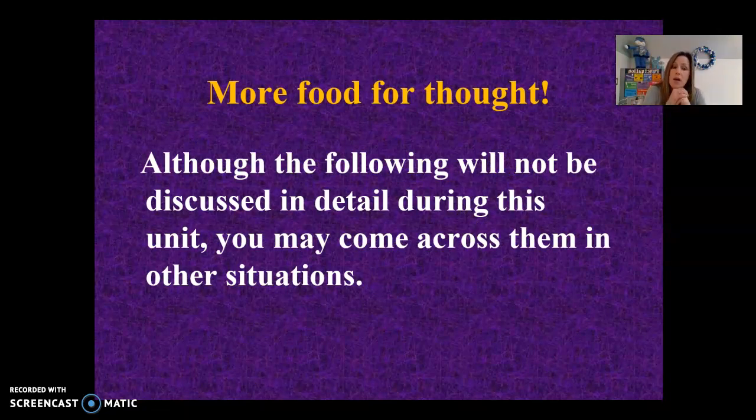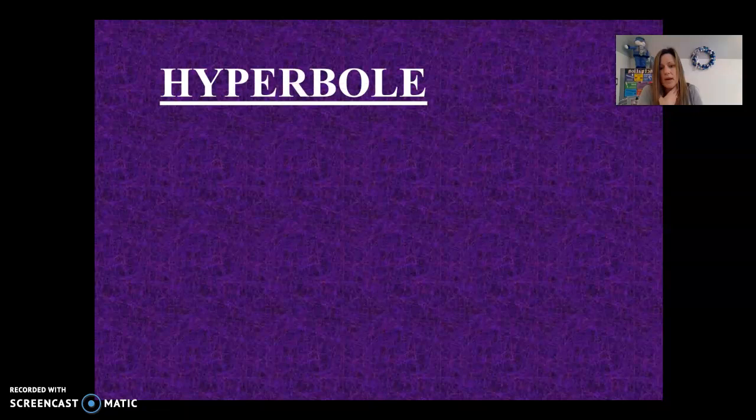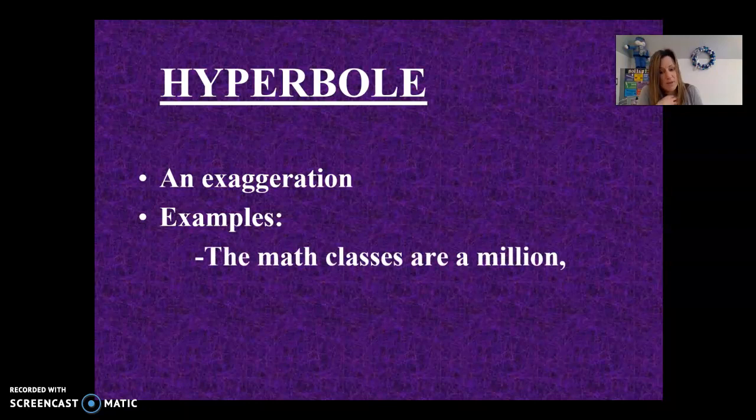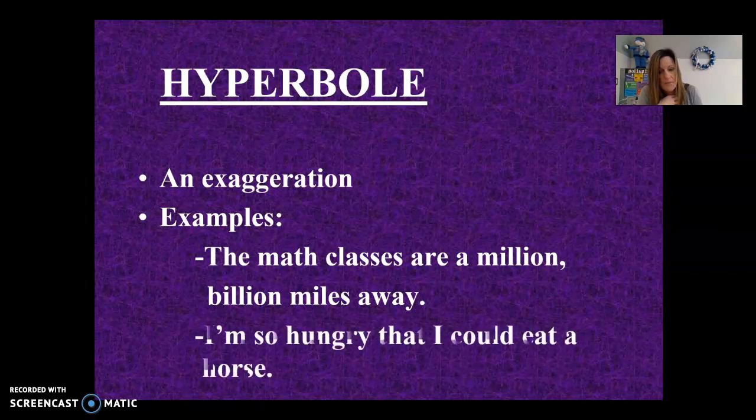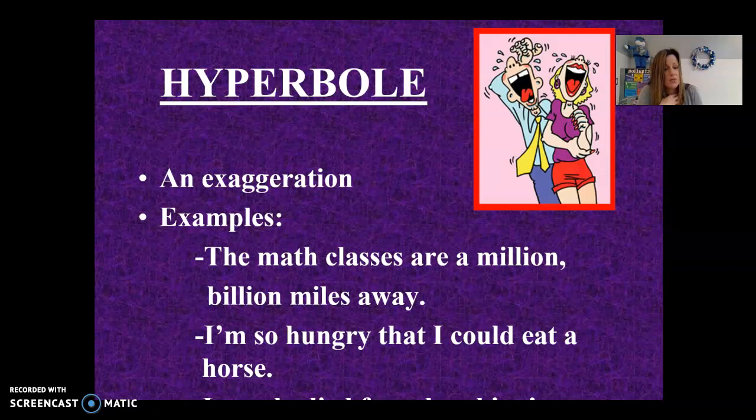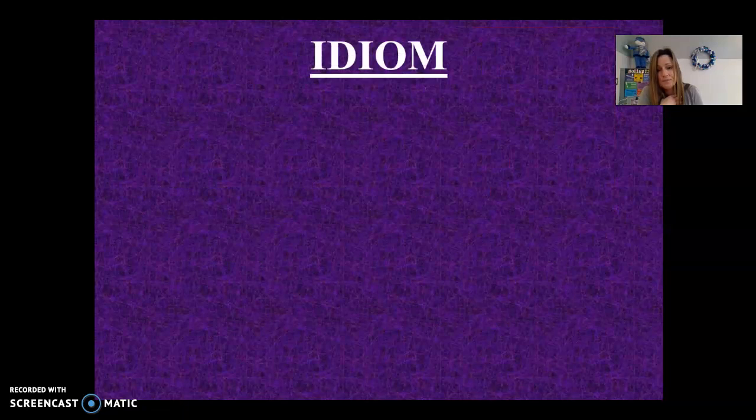All right, so there are some other types of figurative language. We're going to just quickly review them, but we're not going to actually write anything about them. The first one is hyperbole, and that's just an exaggeration. Some examples are: math class is a million billion miles away. I'm so hungry that I could eat a horse. Those are extreme exaggerations. I nearly died from laughing. There's another one.